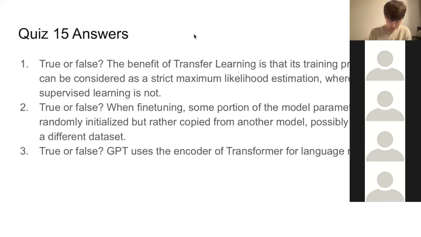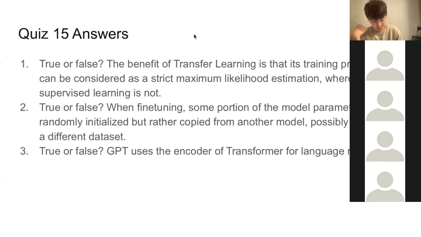All right, so question number one, true or false: the benefit of transfer learning is that its training procedure can be considered as a strict maximum likelihood estimation, where supervised learning is not. This is a clear false, right? Because it's actually the opposite. Well, I cannot say that supervised learning has benefit over transfer learning, but the correct way to say it is that supervised learning is MLE, and transfer learning is not exactly MLE.